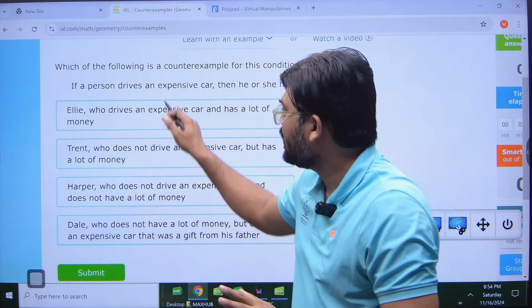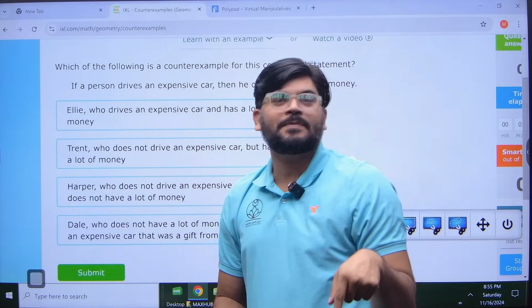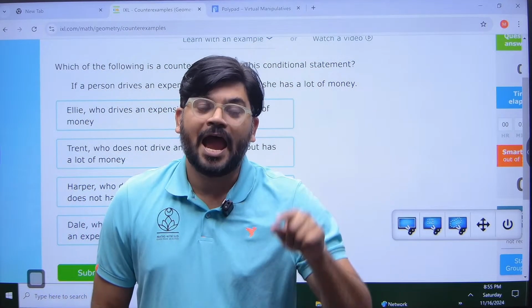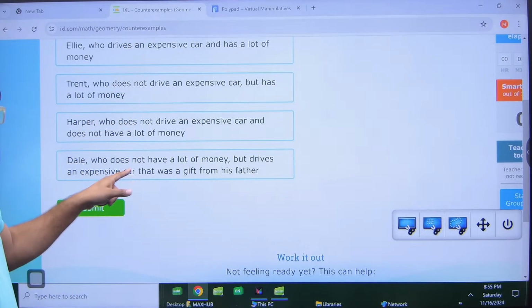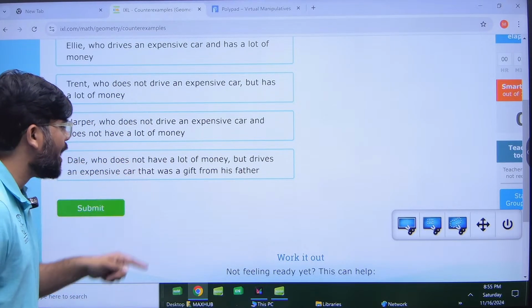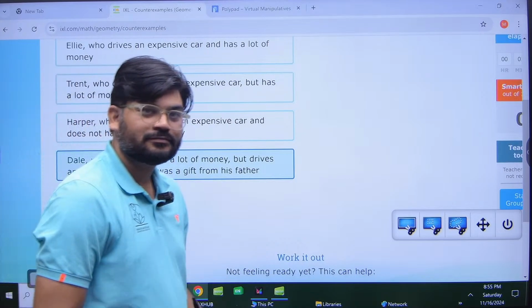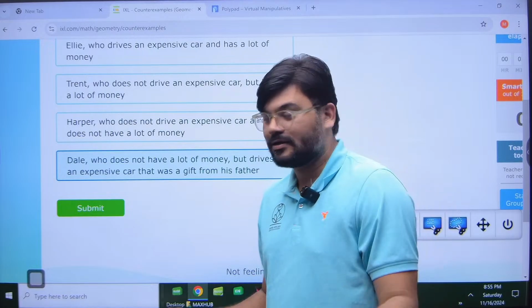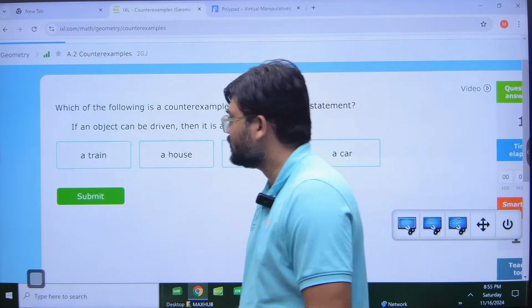It may happen. It is not the counter example because if you are driving an expensive car, that means you must have a lot of money. And to counter that, they are saying he does not have money but he is driving an expensive car because it was a gift from his father. So that is a counter example as per me. Are you getting it? Yes, sir. Let us see if it is correct or not. Yes, it is correct.